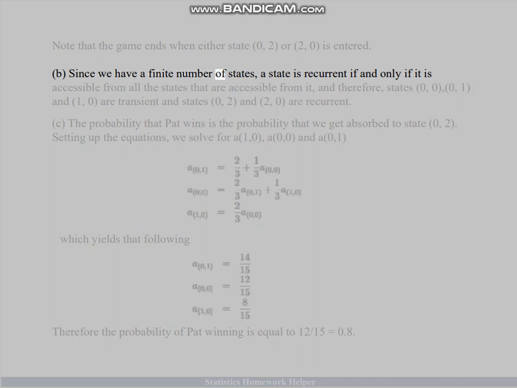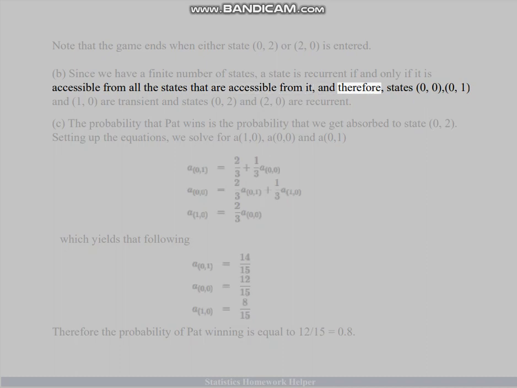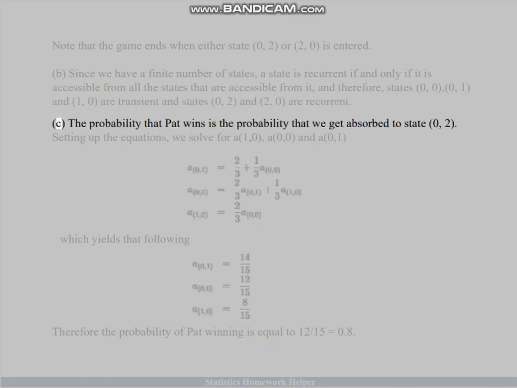B. Since we have a finite number of states, a state is recurrent if and only if it is accessible from all the states that are accessible from it, and therefore, states (0,0), (0,1), and (1,0) are transient and states (0,2) and (2,0) are recurrent.